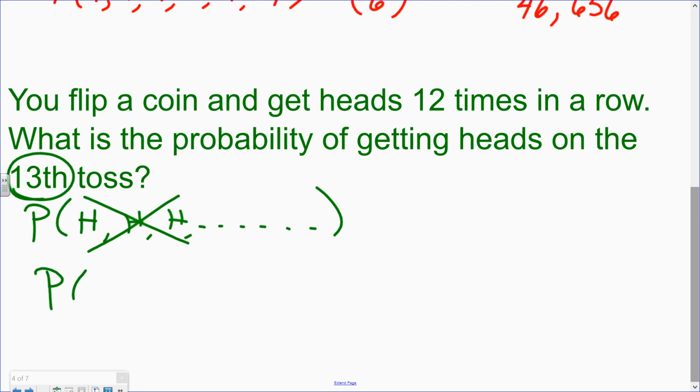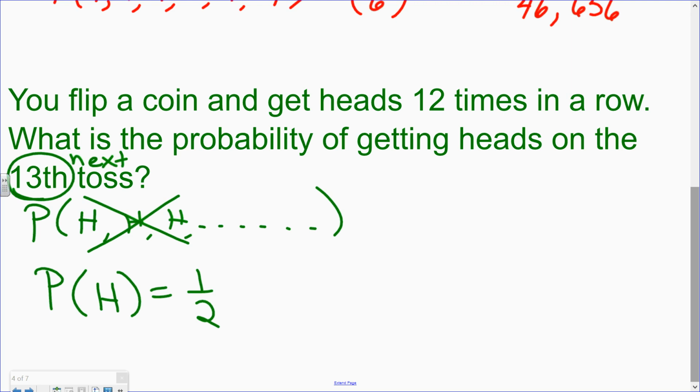And what will that be? Just 1/2. Many of your homework problems will simply say on the next toss. So my caution is, read carefully. What are you being asked?